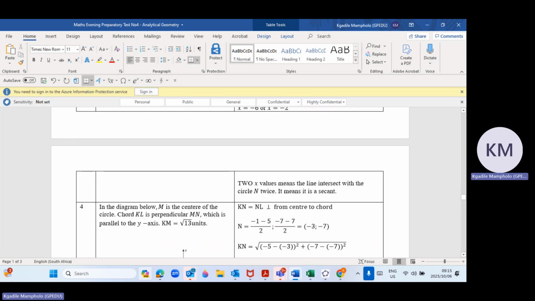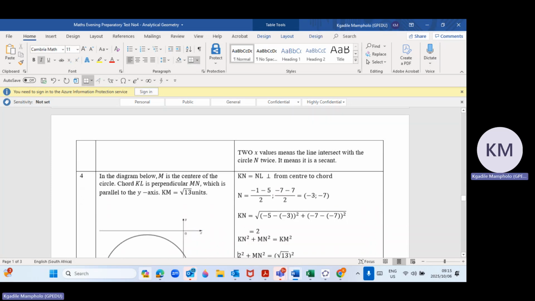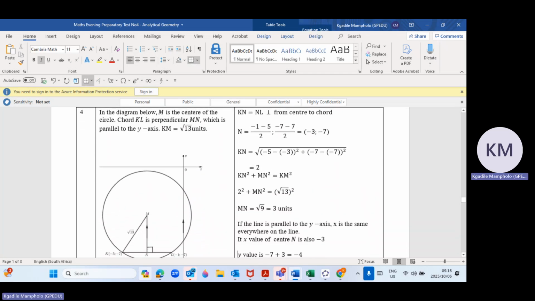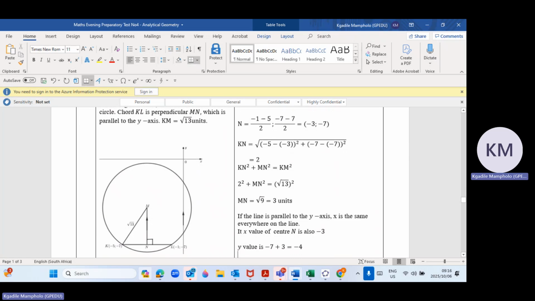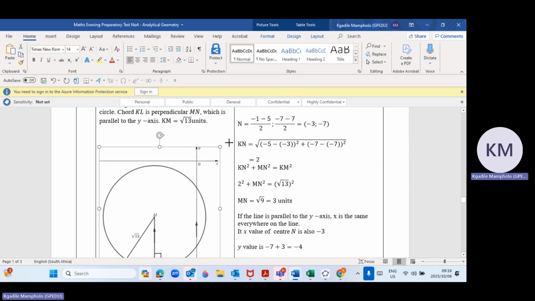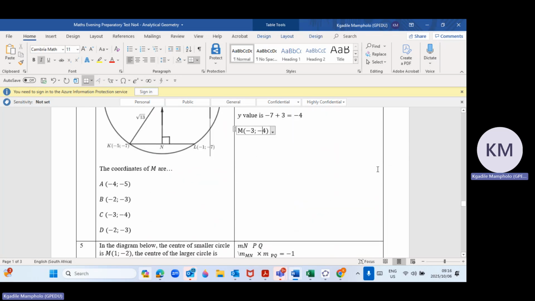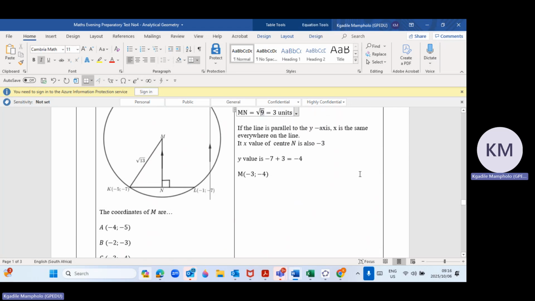Now, in the diagram below, we go to number 4. M is the center of the circle. Chord KL is perpendicular to MN. Let me make it bigger so that every one of you can see it. Now you can see that KL is a chord. It was given that it is perpendicular to MN, and we were also given that MN is parallel to the y-axis. These are the coordinates.